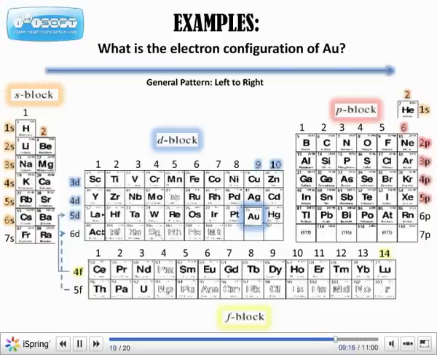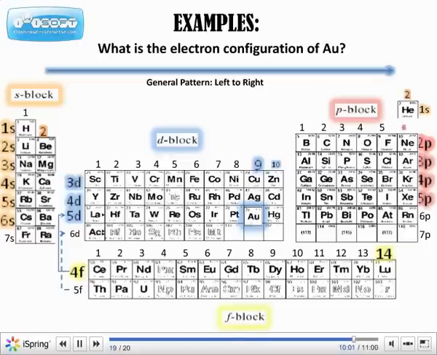Lastly, what is the electron configuration of Au? Once again, let's locate it on the periodic table, and you always start from H. 1s2, 2s2, 2p6, 3s2, 3p6, 4s2, 3d10, 4p6, 5s2, 4d10, 5p6, 6s2, 4f14, 5d9.